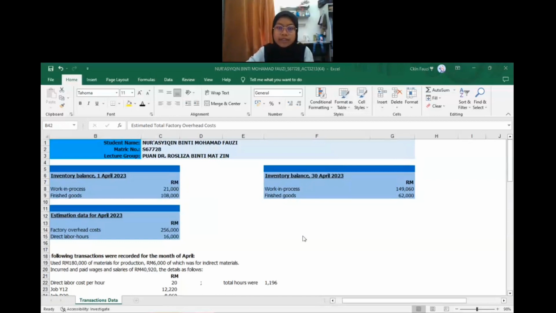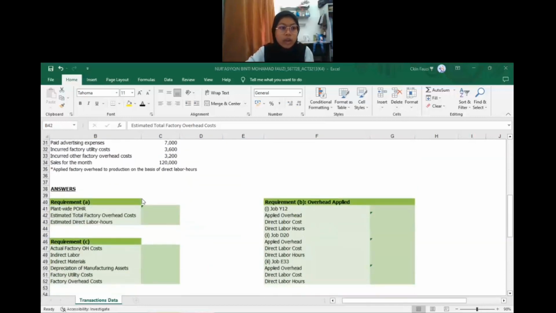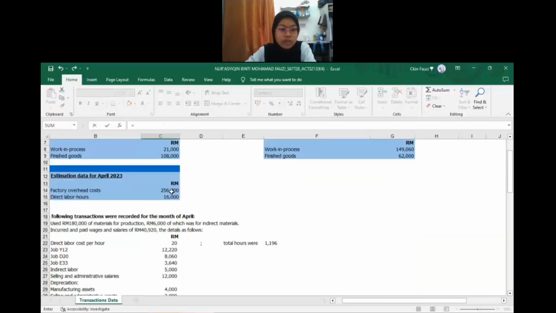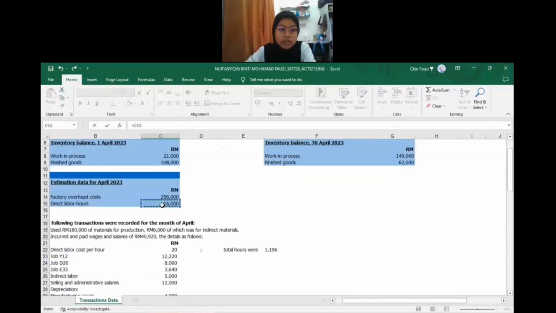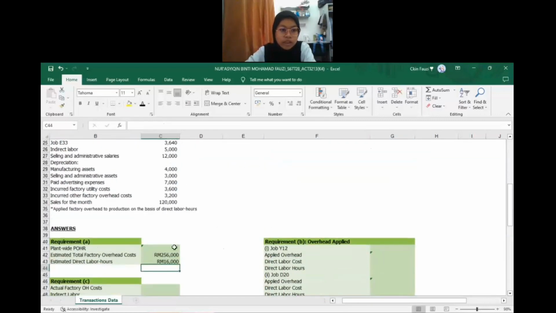Matric number S67728. Now I will show how I get my answer for assignment Individu 3213. For question A, required to find plant-wide POHR. So I will use the estimated total factory overhead cost given in the question, 256,000, and estimated direct labor hours as our activity base. Given equation is 16,000 ringgit. So to find plant-wide POHR, 256,000 divided by 60,000, so we get 60 ringgit.